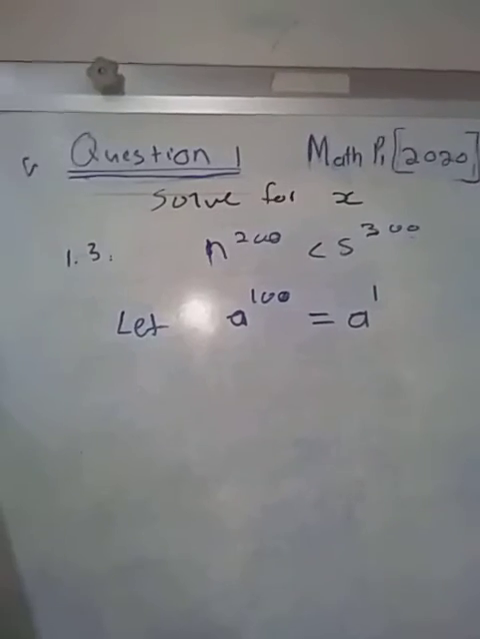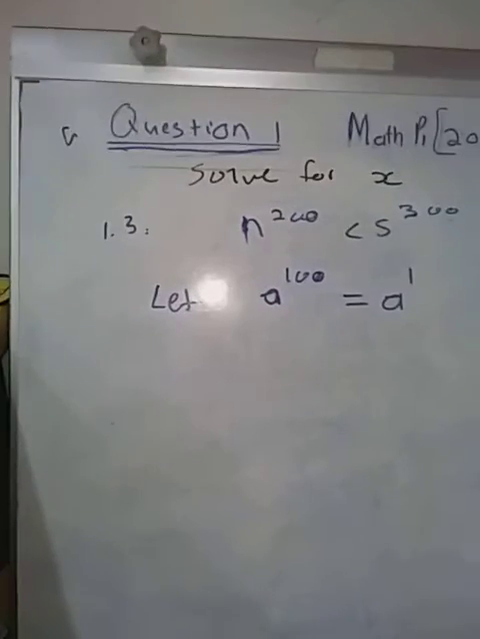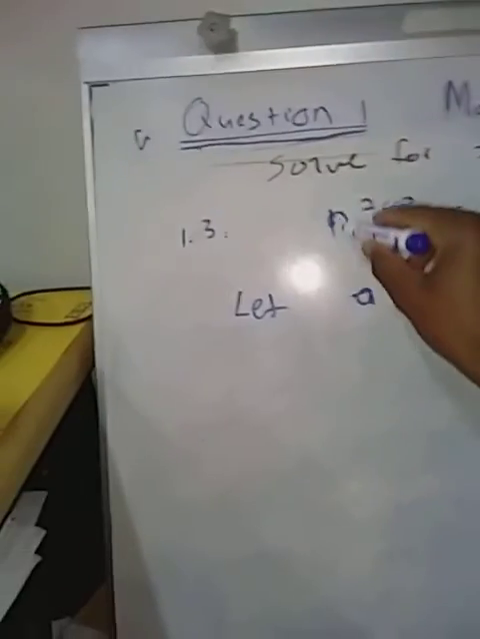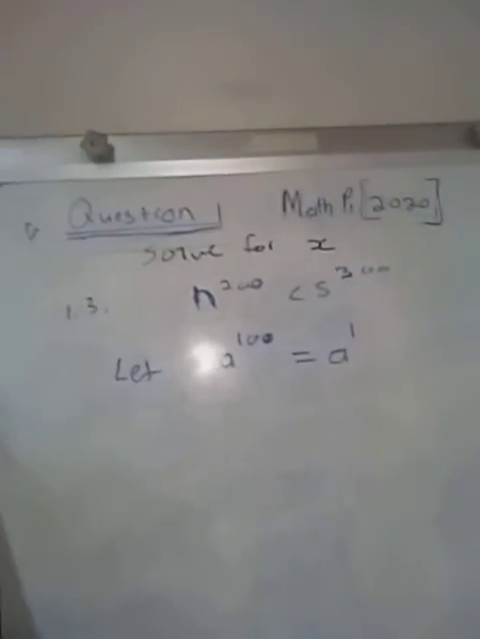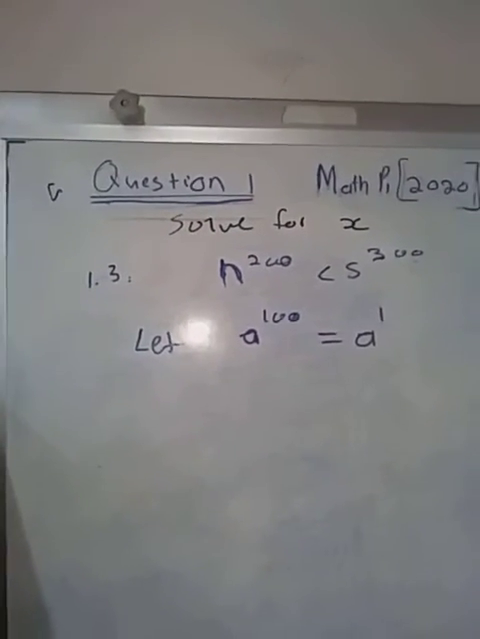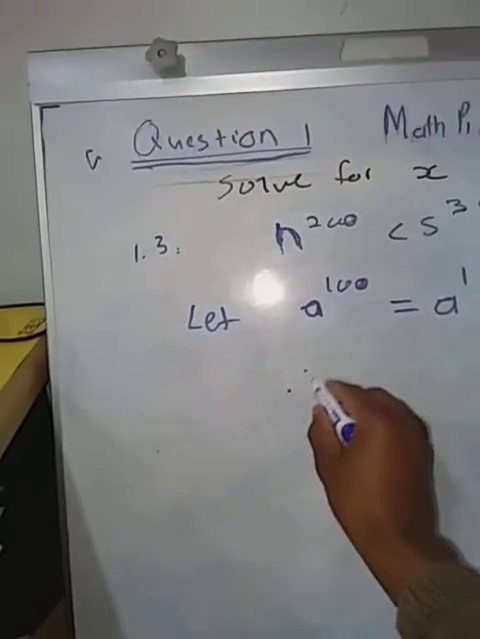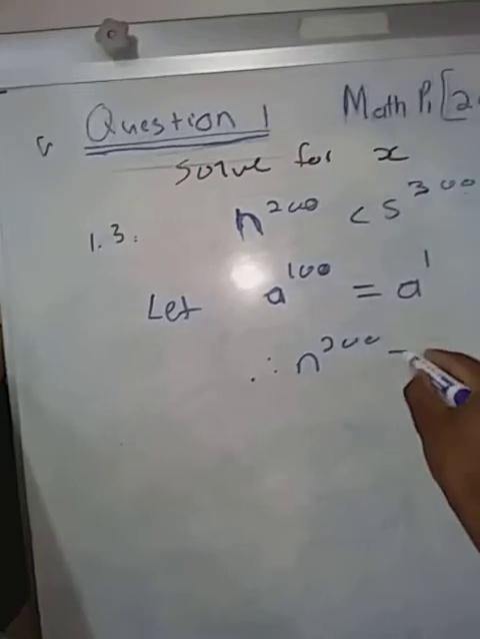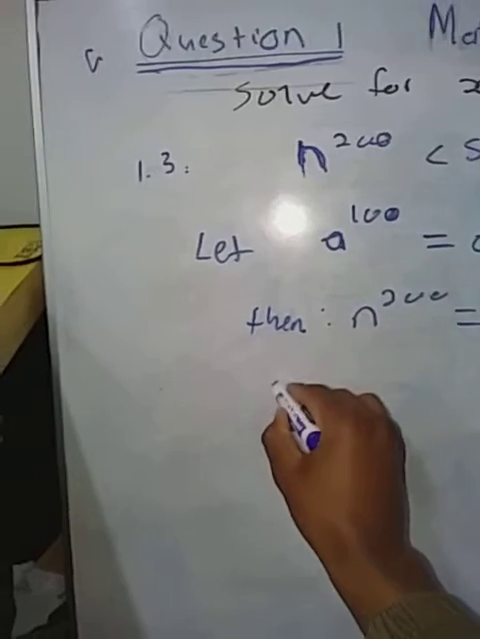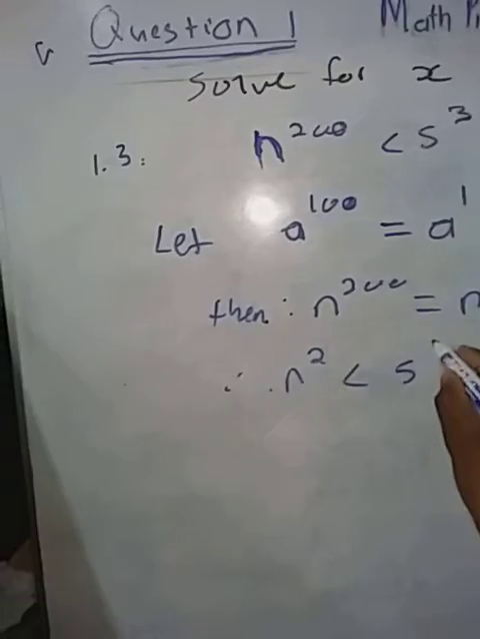Now you can just say, let a to the power 100 be equal to a to the power 1. I think any teacher will be able to understand this, unless she is qualified by fly-by-nights. Don't tell them I told you guys. Then you can just reduce those exponents. Therefore n to the power 200 is the same as n to the power 2. Then you just say n to the power 2 is less than 5 to the power 3.